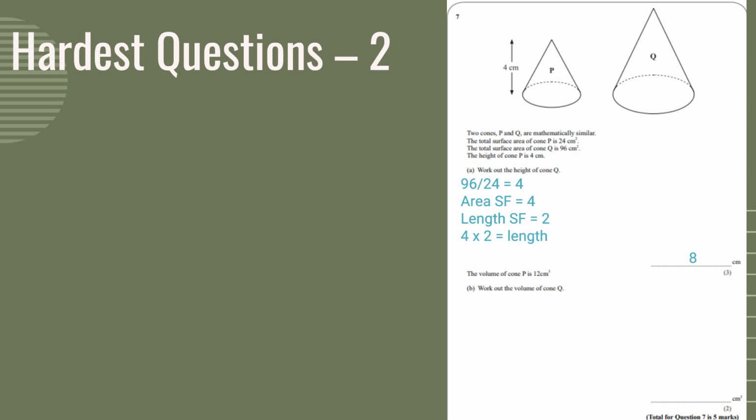The volume of cone P is 12 cm cubed. Work out the volume of cone Q. So we know our length scale factor is 2, so if we cube it, we get a volume scale factor equal to 8. 12 times 8 equals our volume, so our volume is 96 cm cubed.